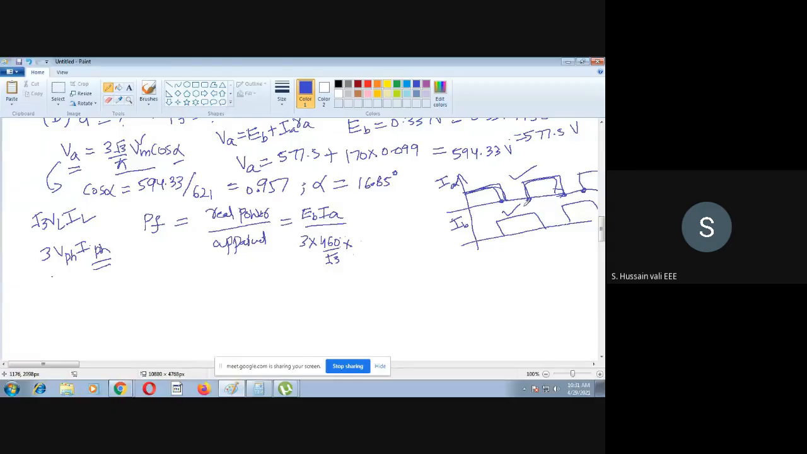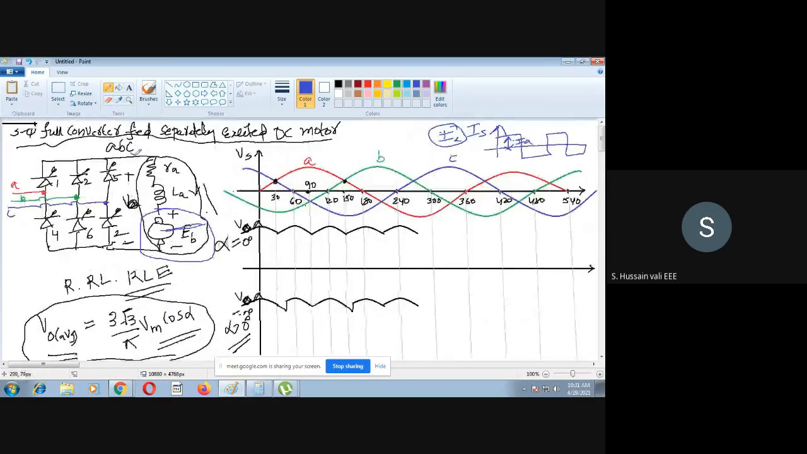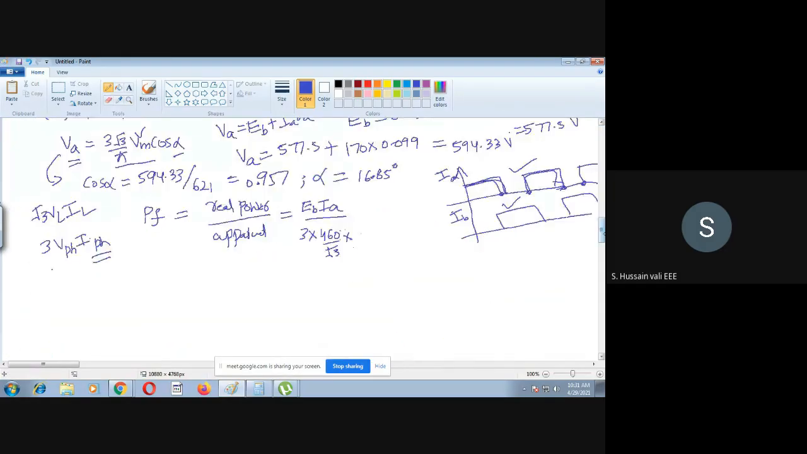So how do you capture this? You take this current as IA and it is constant. What you have to find out is the value of IA. Then for this waveform, I'm directly writing here and I'm asking you to go through that yourself.